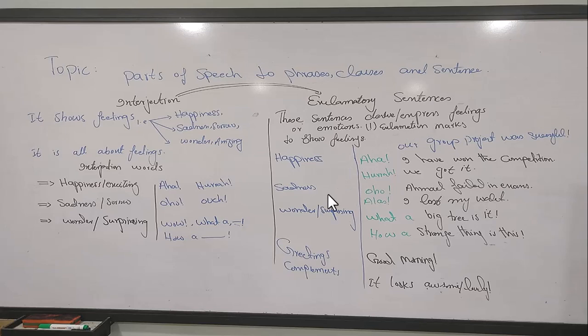We use exclamation marks in happiness, in sadness, in greetings and compliments, and even in surprising things. For example, in happiness, the first sentence is: our group project was successful! We use an exclamation mark at the end to make this sentence exclamatory, because it has a happy and exciting feeling. Then: aha, I have won the competition! This is also a feeling, and aha is an interjection word. After interjections, we use the exclamation mark.